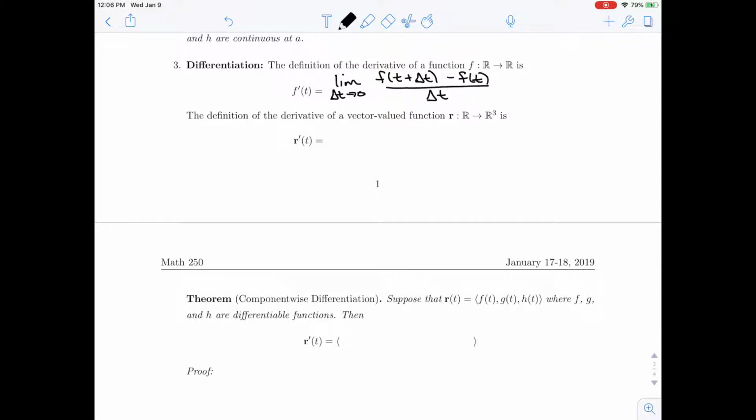And so if we want to find the derivative of a vector valued function, then we could do the same thing. We could take the limit as delta t goes to 0 of the vector valued function r of t plus delta t minus r of t, and divide that by delta t. And so the definition is similar.